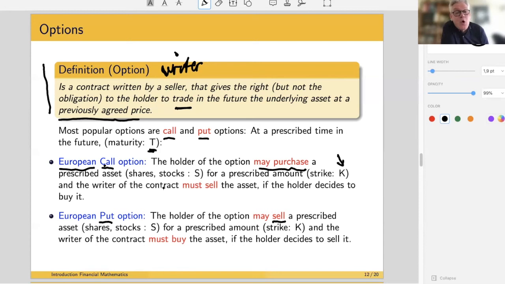If the holder decides to buy the stocks, the writer, the counterparty of the contract, must sell the stock. So if the holder decides to buy, the writer must sell. The same for the put: if the holder decides to sell, then the writer must buy. So the holder has the option, and the writer has the obligation. All right, let's see how that goes in practice.